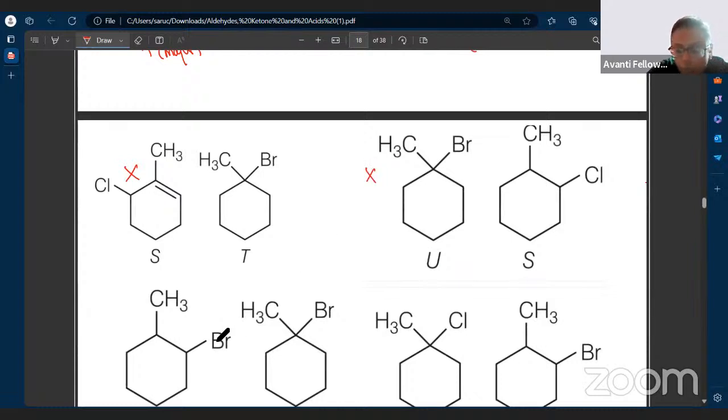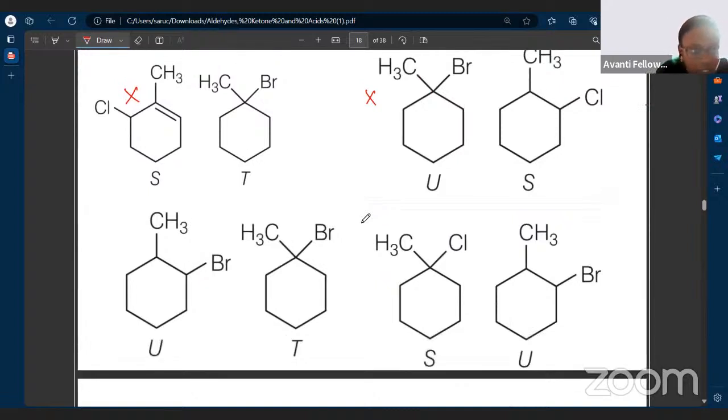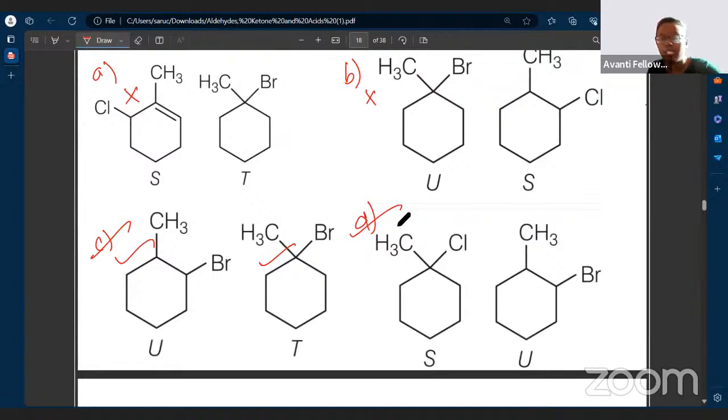Now moving on to option C. So you have CH3Br, which is U. U is right. And T is also right. So this option is going to be right. A, B, C, D. S: is S true? Yes, it is true. Is U true? Yes, it is true. So this is also right. So C and D are going to be the right answers.